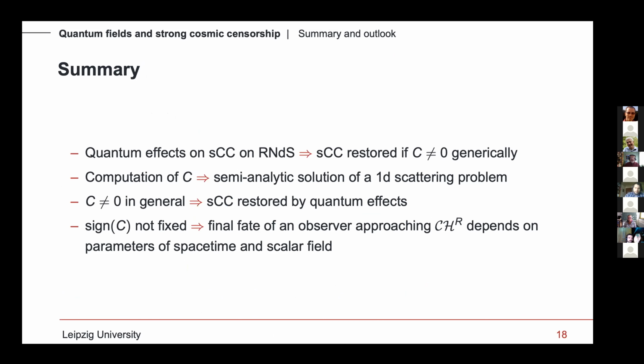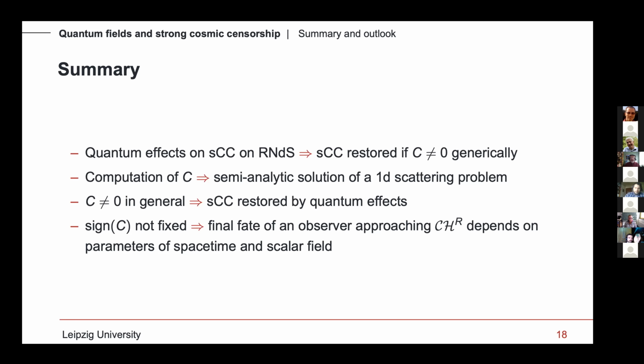Hollands et al. studied quantum effects on the strong cosmic censorship on Reissner-Nordström de Sitter. And they found that it can be restored if this constant C, which was the prefactor of the quadratic divergence of this energy flux towards the Cauchy horizon, is generically non-zero. We then took on the task of computing this constant C, and we broke it down to first semi-analytically handling this one-dimensional scattering problem, and then by this analytic reformulation, even reduced this to basically just computing some coefficients in a power series by solving a recursion relation any number of times.